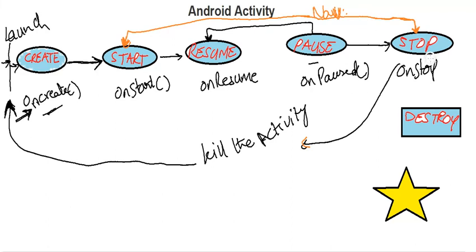From the stop phase, the activity goes to destroy if the system destroys your activity, removes it, or kills it completely. And then after the destroy, the next and last step is that the shutdown of the activity takes place. Shutdown. So this is a kind of pictorial representation of our complete Android activity life cycle.